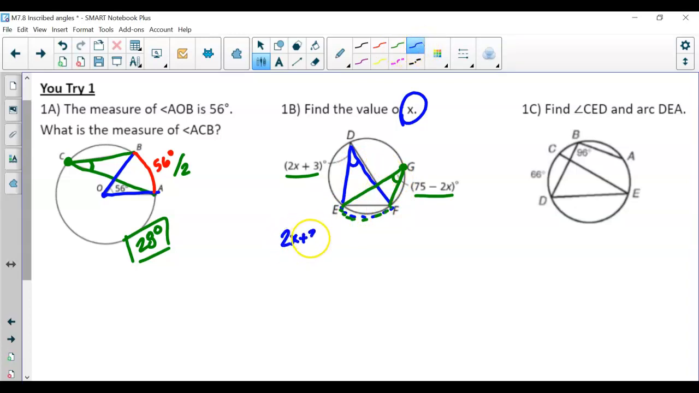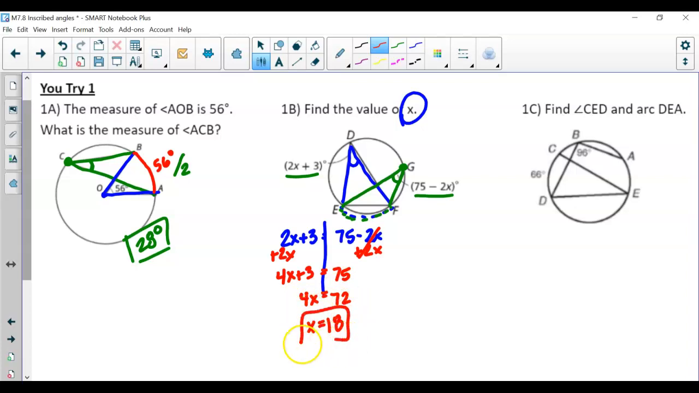So 2x plus 3 is equal to 75 minus 2x. Now we go through, gather your variables, right? So I'm going to add 2x to both sides. I've got 4x plus 3 is equal to 75. Now you're just solving your two-step. Subtract 3, 4x is equal to 72. Divide by 4, and you get x is equal to 18. And that is the final answer because we were just looking for x.